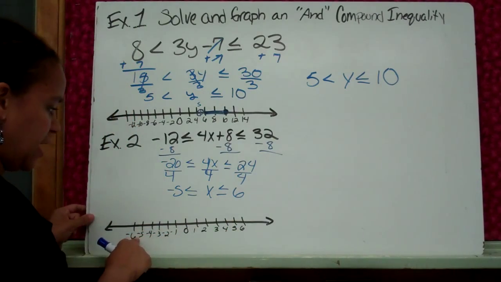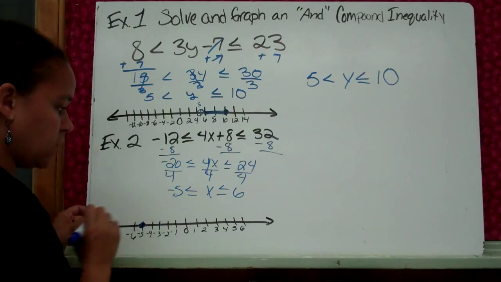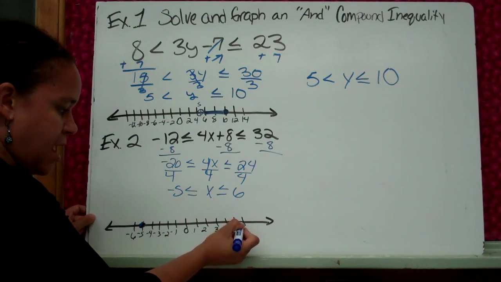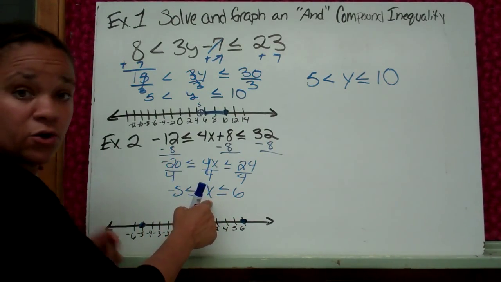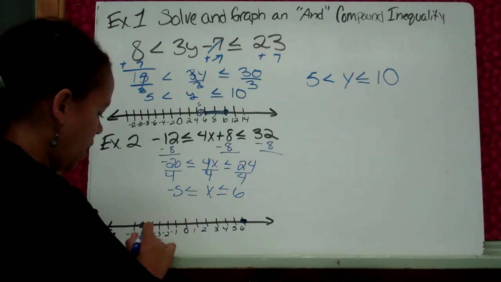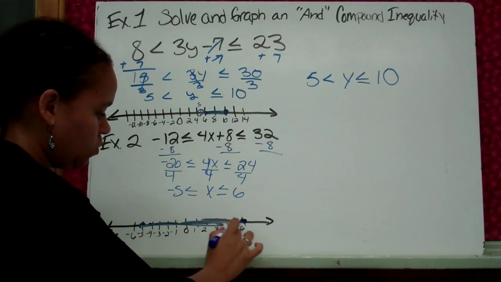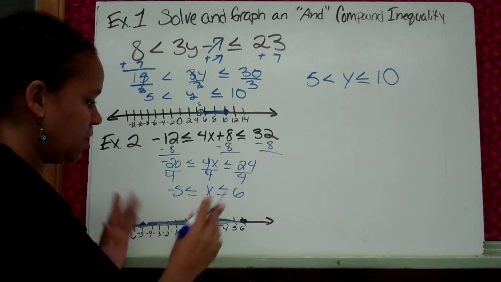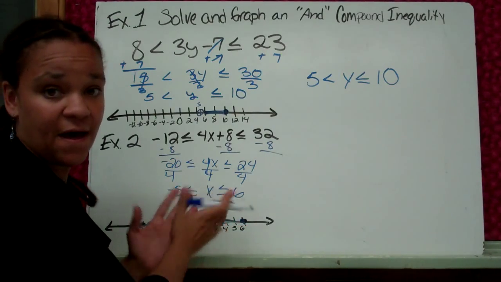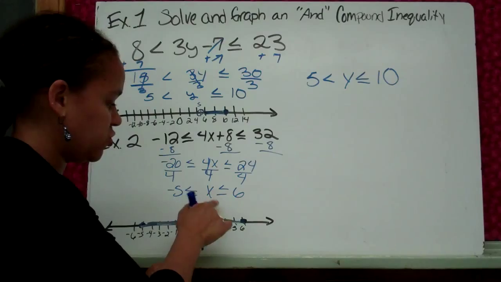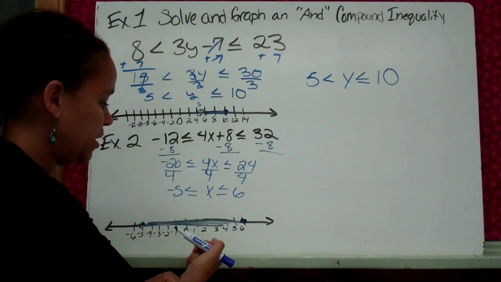So I'm going to go over here to negative 5. I have a closed circle. Go to 6, I have a closed circle, and I want to graph or shade where x is between these two numbers. So this is and. It's this and that. They're both included. It's the intersection of these two if they were written separately.